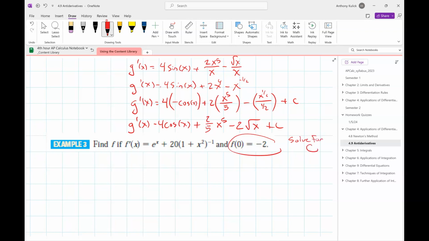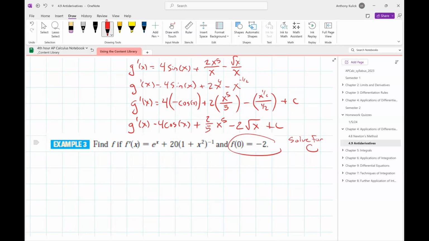It's going to let us find the specific c. Because if we know f has to go through a specific point, we know that the c that we pick has to make that possible. So that extra point is always going to be to solve for the constant. So we're going to start the same way.